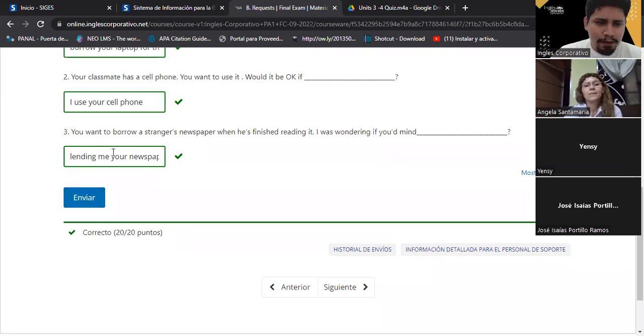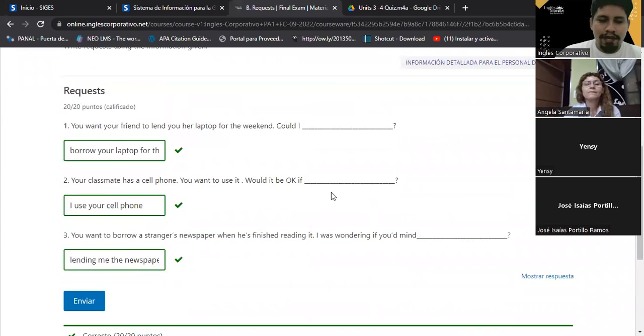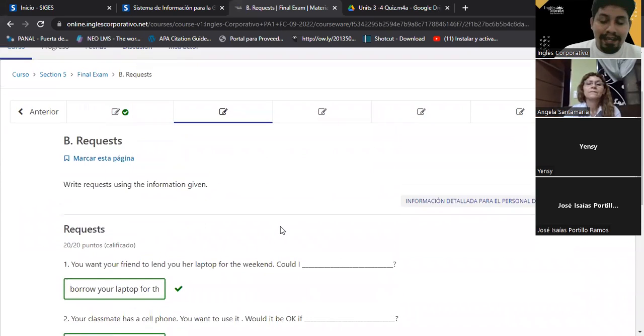And I think the other option is going to be correct too if I use the. Let me try. Yeah. Also, we can use the instead of your: lending me the newspaper or lending me your newspaper. So both options are correct. Very good. So we're going to move on now to the next section.